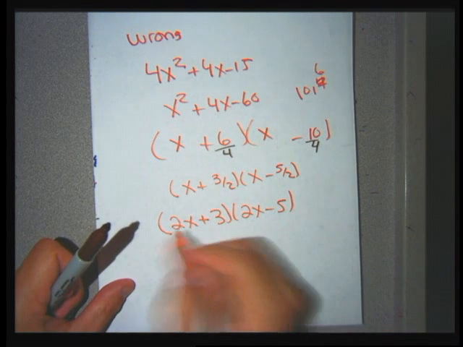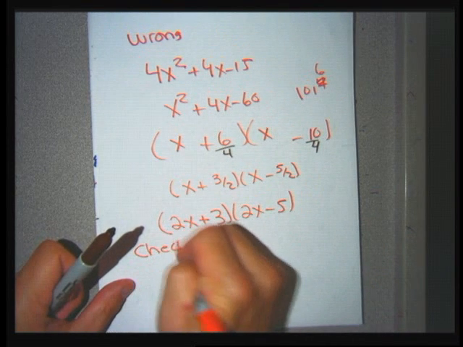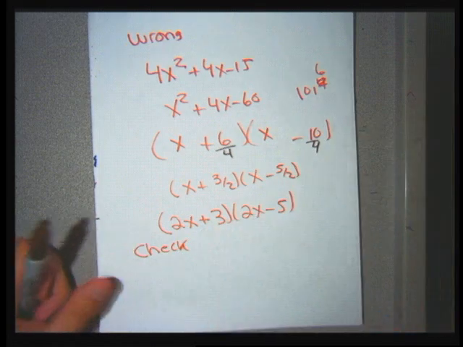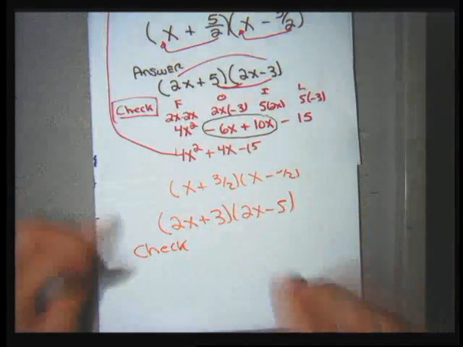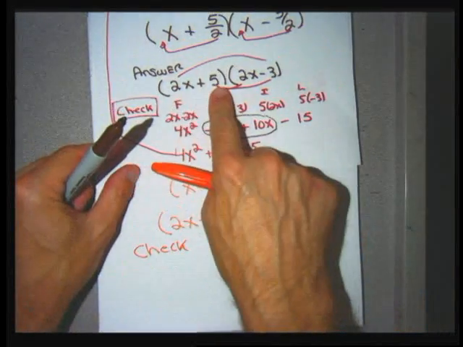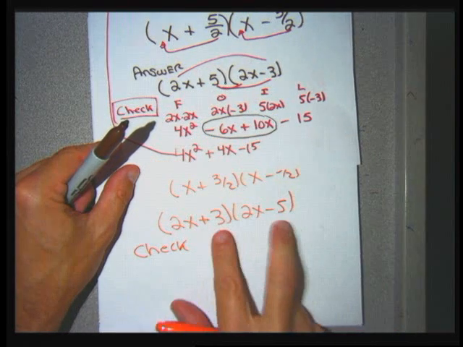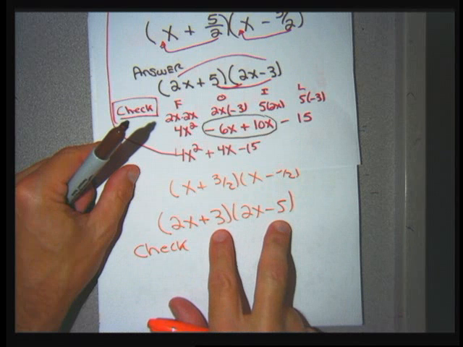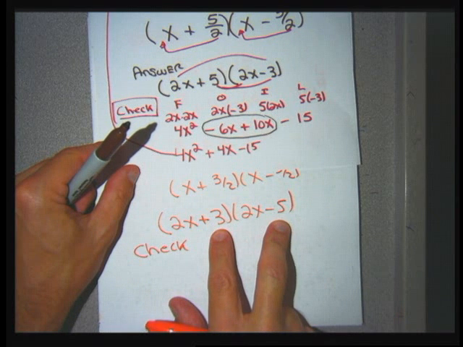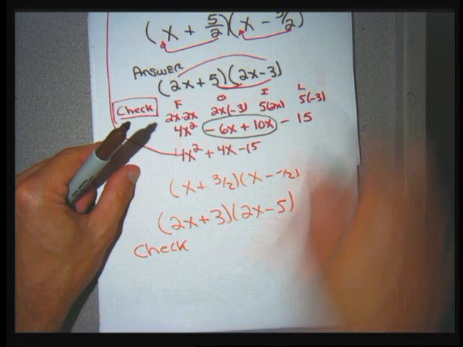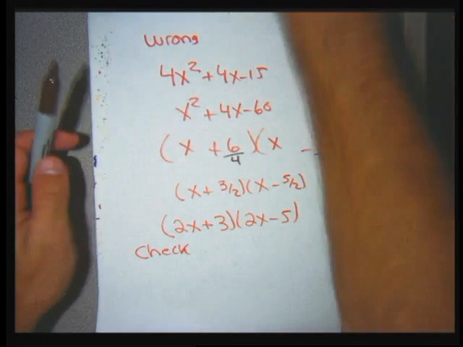When I go to check that answer, which is a lot like my answer but not exactly the same, you'll notice that I have a 2x with the plus, I have a 5. With the minus, I have a 3. This has the roles of the 5 and the 3 reversed. Because it has the roles of the 5 and the 3 reversed, it's going to give me the wrong middle number. But I'll check it just to show you that that messes me up.